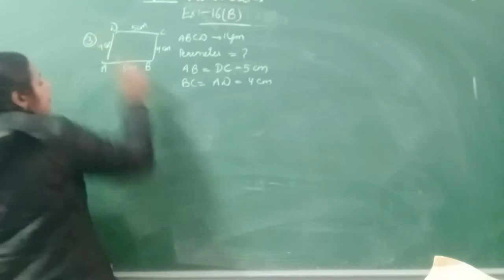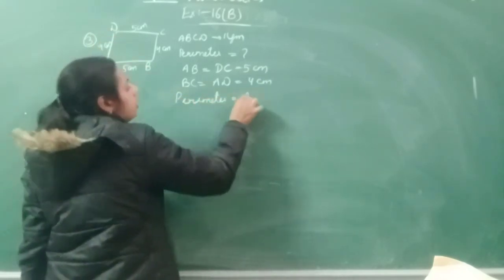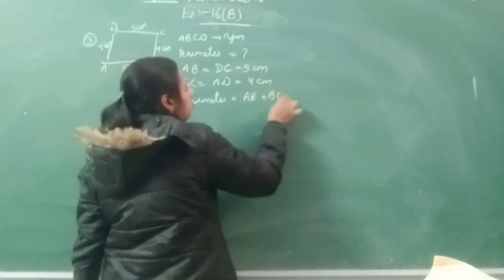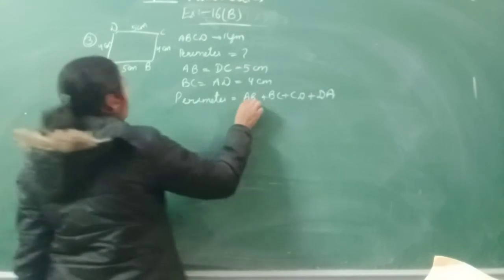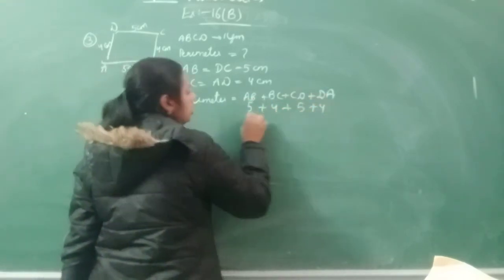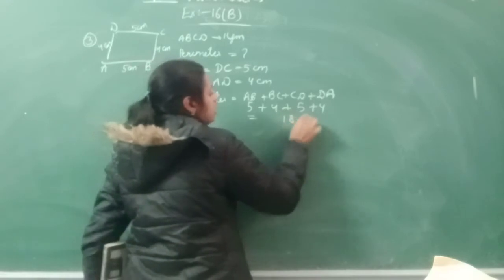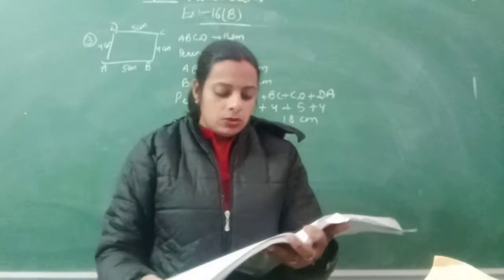So what will be the perimeter of ABCD? Sum of all sides. It means AB plus BC plus CD plus DA. So 5 plus 4 plus 5 plus 4. It means 18 centimeters. This is the answer of this question. Very simple question is this one.